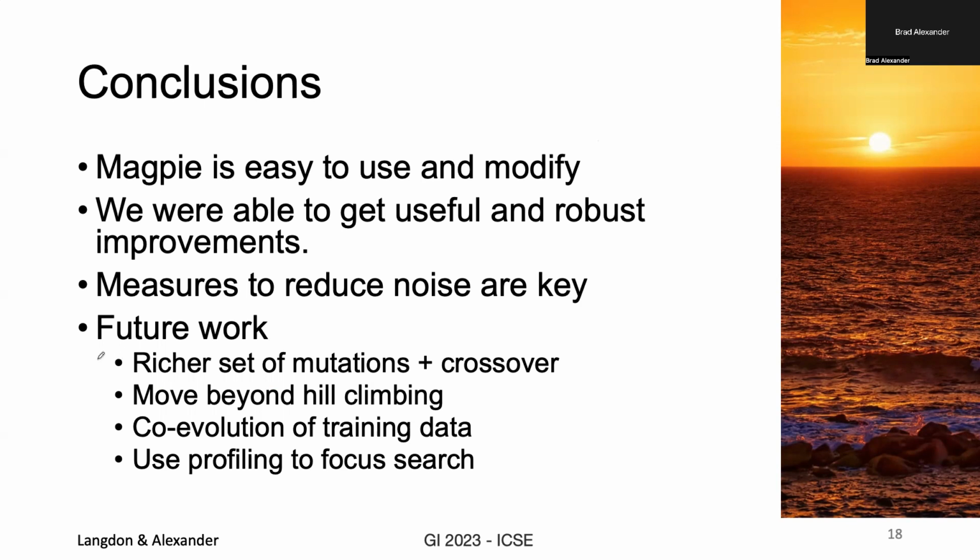And in future work, things like a richer set of mutations, and also including crossover, would be good. So to move beyond hill climbing, it'd be interesting to co-evolve the training data to challenge it. Now, the results that we evolved actually work really well on holdout data, but as we start to get into more challenging problems, that might not be the case. So co-evolution of training data so we can adversarially drive testing would be really good. And of course, using profiling to focus search more deeply as applications get bigger.